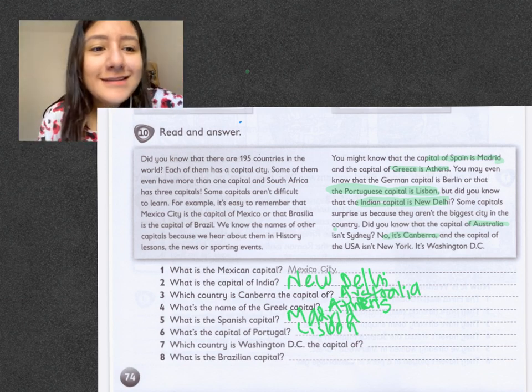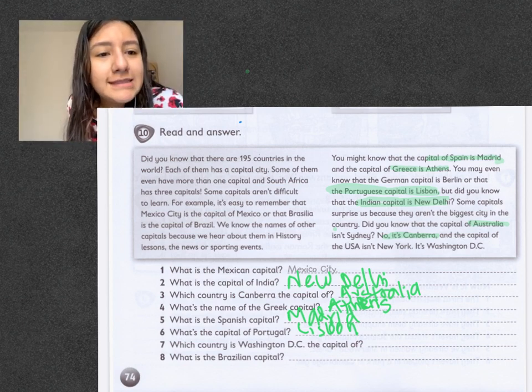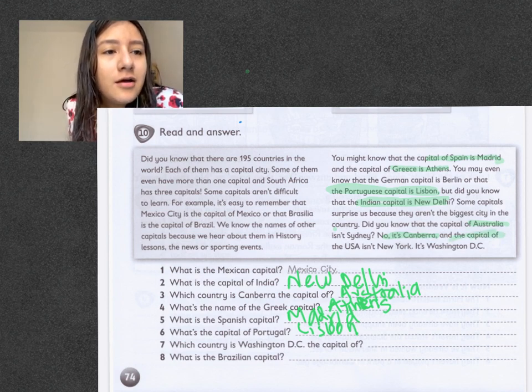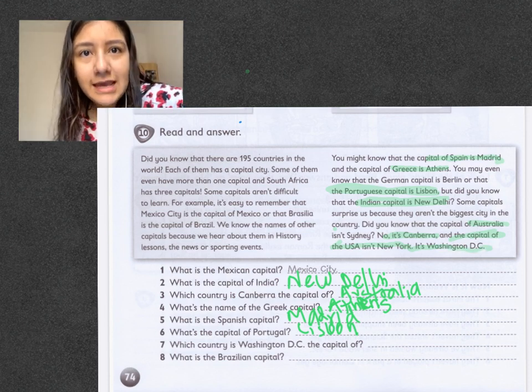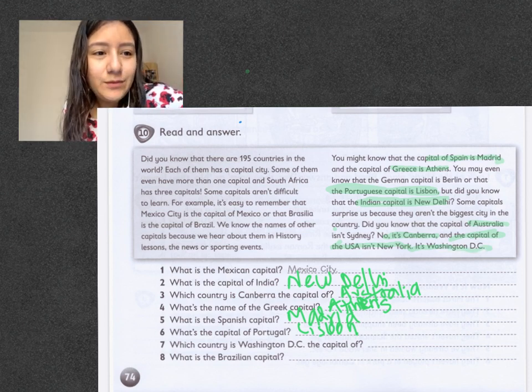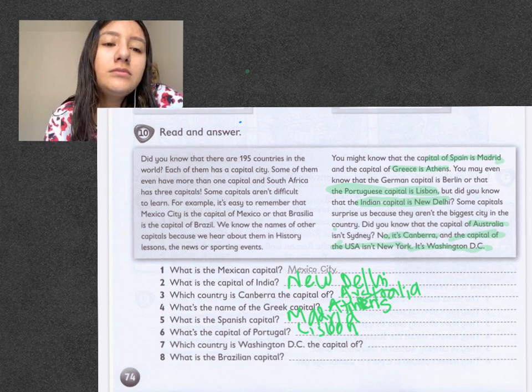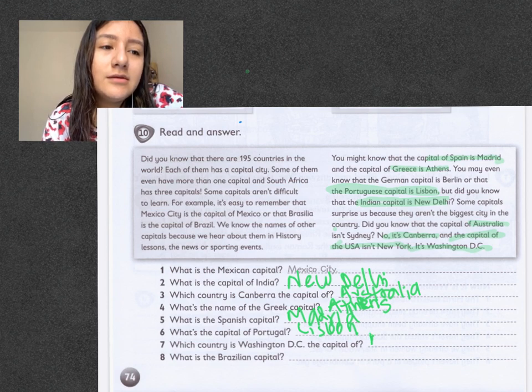Then the next one says, which country is Washington, D.C. the capital of? Here, it says the capital of the USA isn't New York, it is Washington, D.C. So, which country is Washington, D.C. the capital of? Well, the United States. You can put USA too.